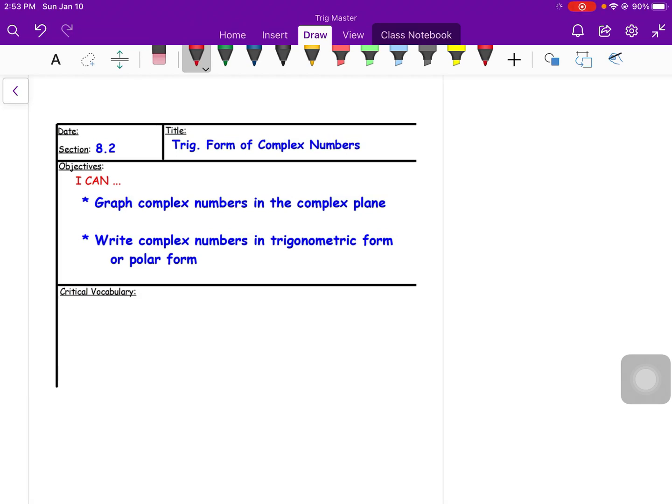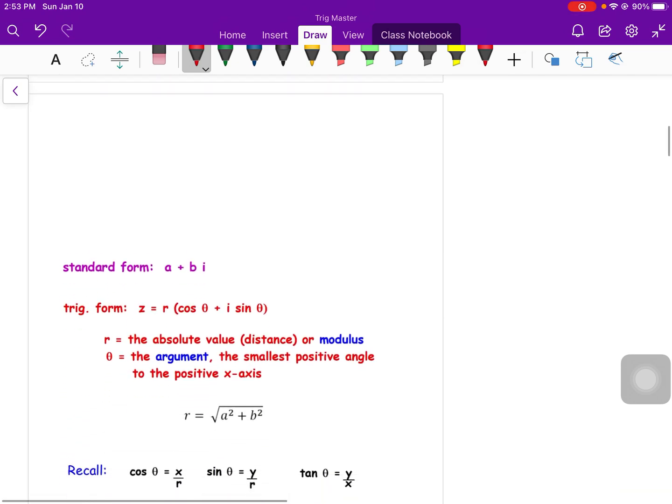Welcome to the section 8.2 notes. Today we're going to be talking about the trig form of complex numbers. We're going to be able to graph them in the complex plane, and we're going to be able to graph them in trig form, also known as polar form.